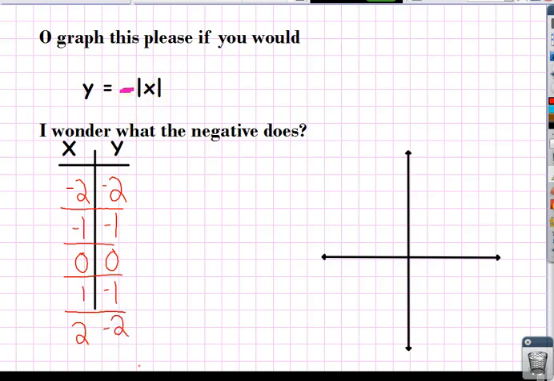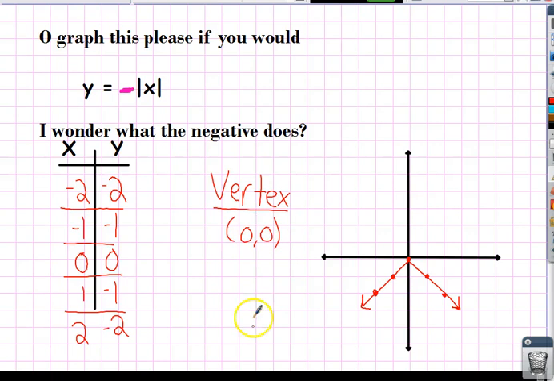So as I plot these points here, what exactly happened to my graph? What happened to this graph? Well, golly gee willikers, look at that. It looks like it flipped my graph upside down, which it did. Did it change my vertex at all? The answer is no. The tip of my absolute value didn't move. It simply just flipped upside down.